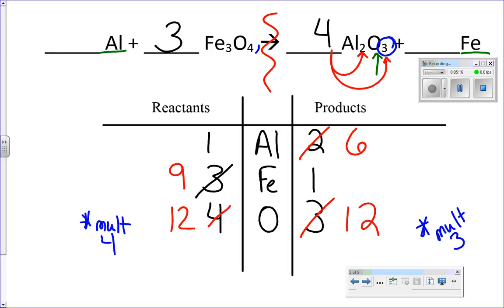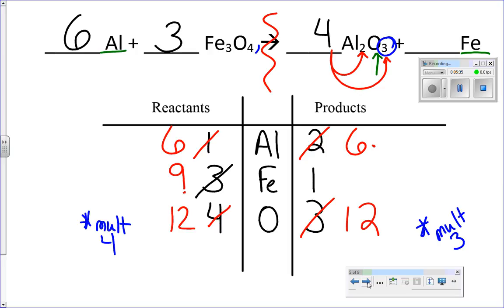My irons and my aluminums are all screwed up, but guess what? They're a pretty easy fix. I have 6 aluminums over here. In order to fix that on the other side, all I have to do is put a 6 here. Boom, balanced.